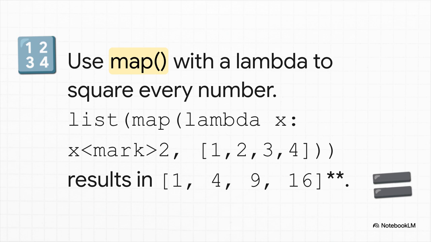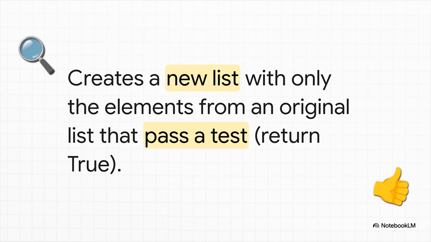Map takes it and applies it to 1, then 2, then 3, then 4. It's clean, it's efficient, and it's all in one line. Next up, filter. And the name says it all. Filter helps you sift through your data.